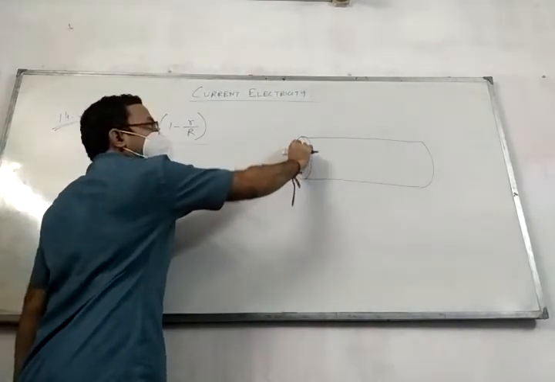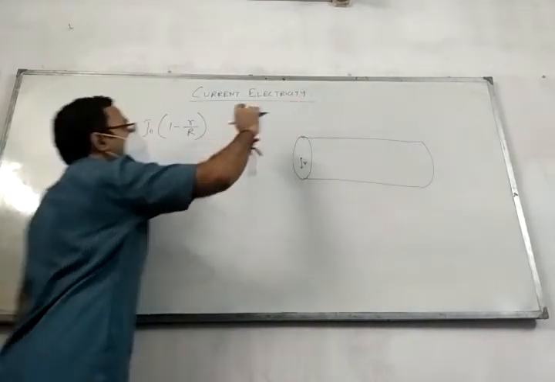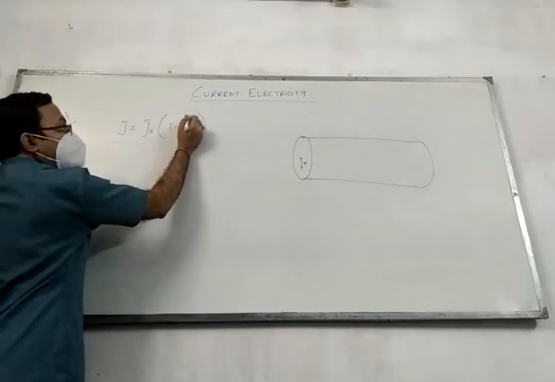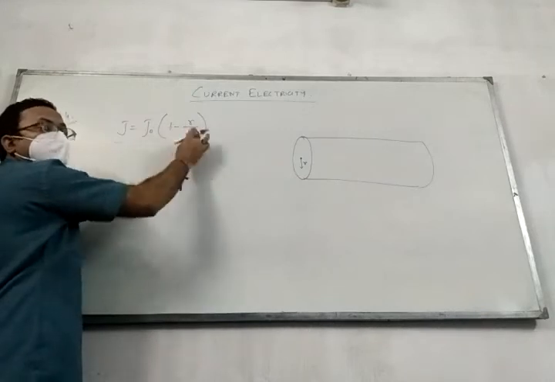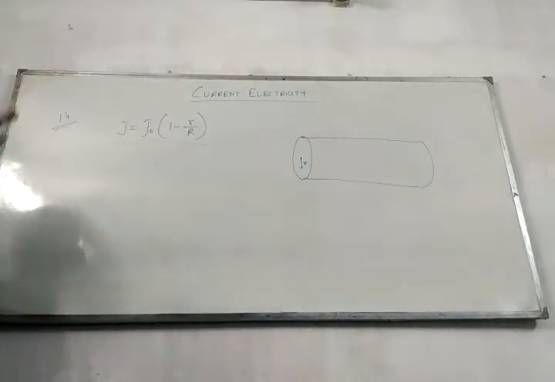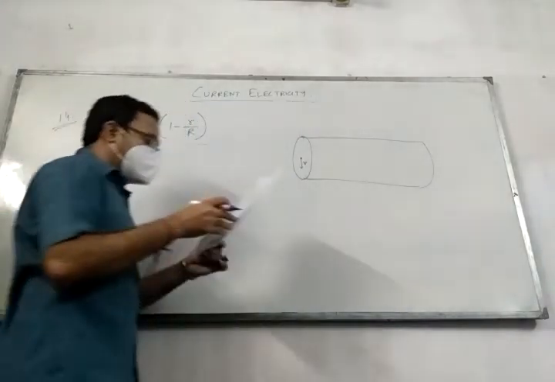Now if we proceed gradually from the center towards the periphery, when we reach small r equal to capital R, then capital R cancels capital R. What will it be? 1 minus 1, 0. So the current density near the surface is 0. Correct. What do we have to find in the question?